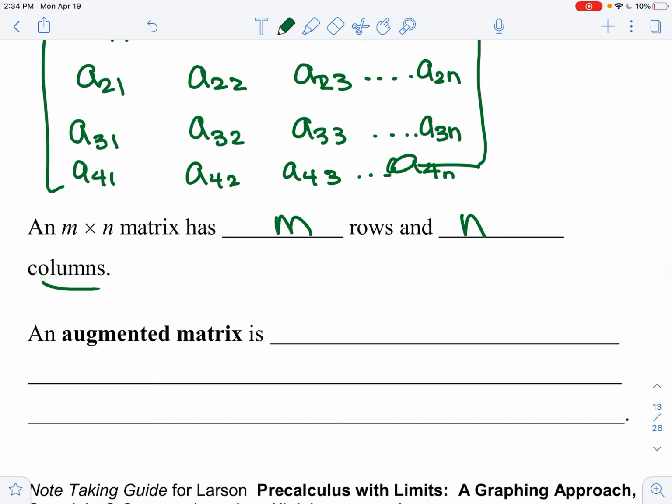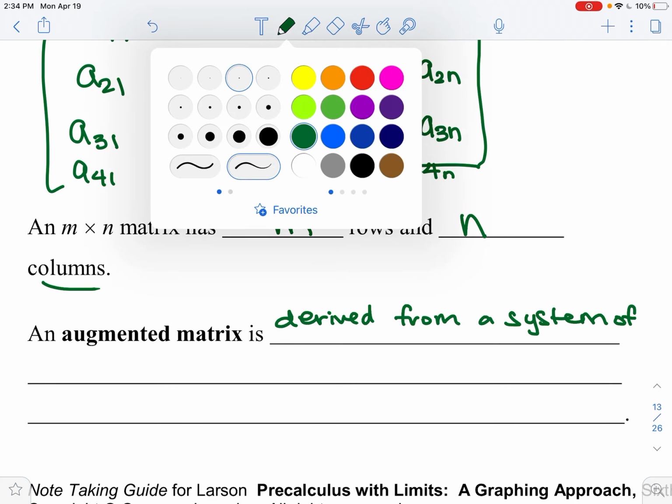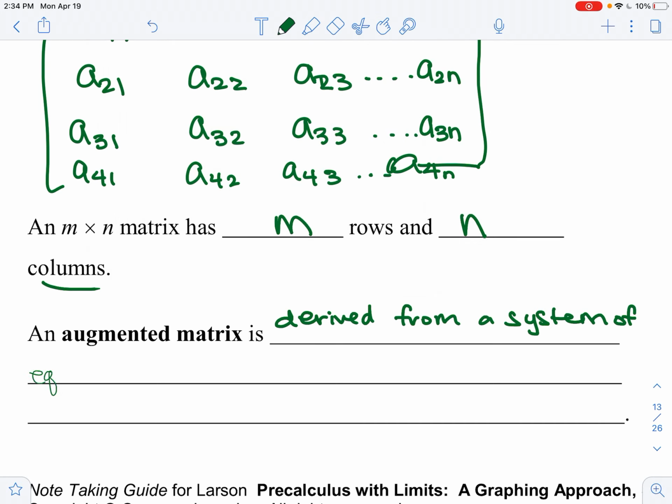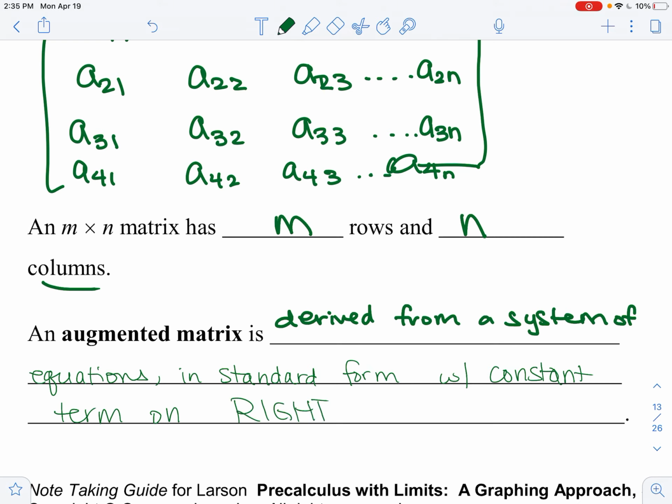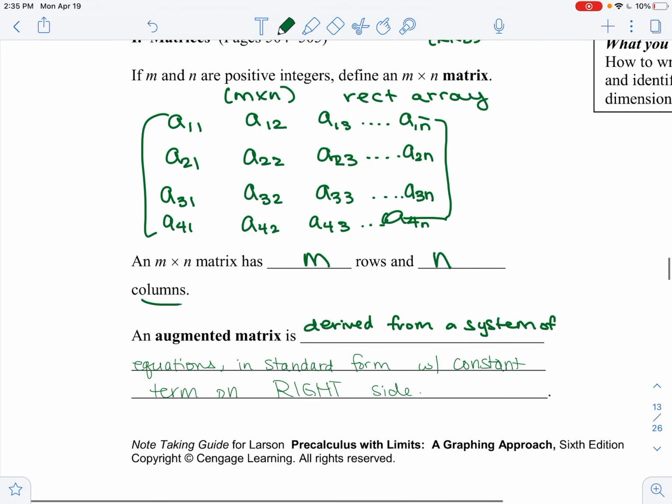An augmented matrix is derived from a system of equations that are in standard form with a constant term on the right side of the matrix. So keep in mind, when we have a matrix, this is really sloppy, sorry.